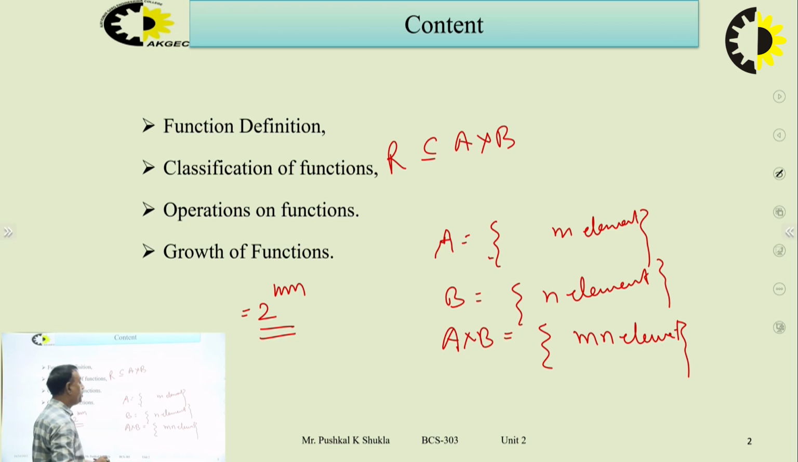A × B has mn ordered pairs, so a relation will be a subset of A Cartesian product B. So, 2^mn.